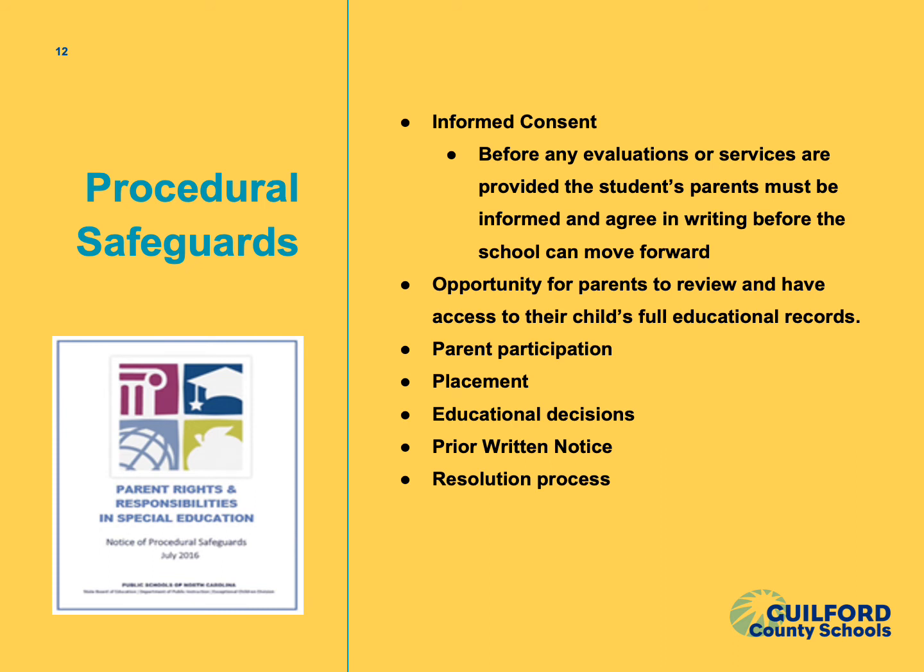They include an opportunity for parents to review and have access to their child's full educational records. It defines parent participation and placement, educational decisions, prior written notice, and the resolution process. They're all included in the procedural safeguards. They are available on the GCSNC.com Exceptional Children's Services website, or by contacting me, and my contact information will follow, or you can go to the NCDPI website to get that information.